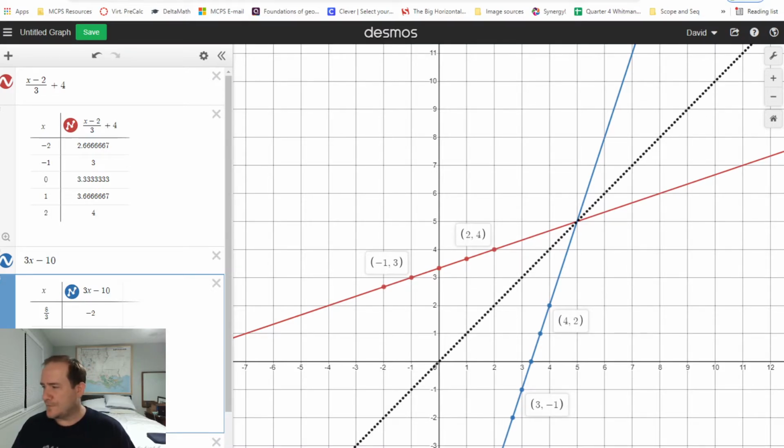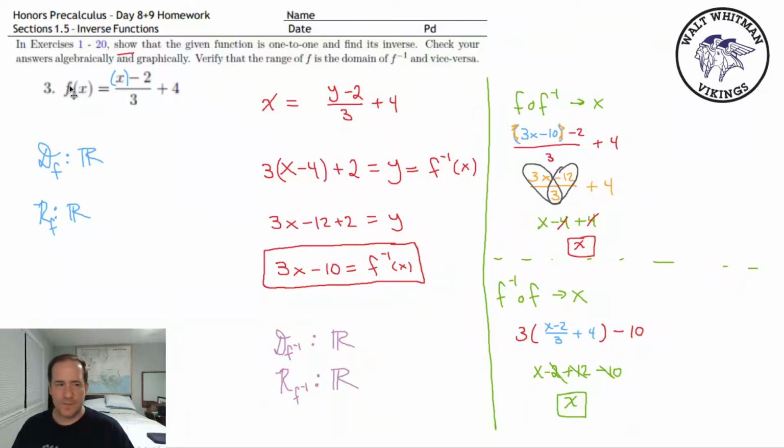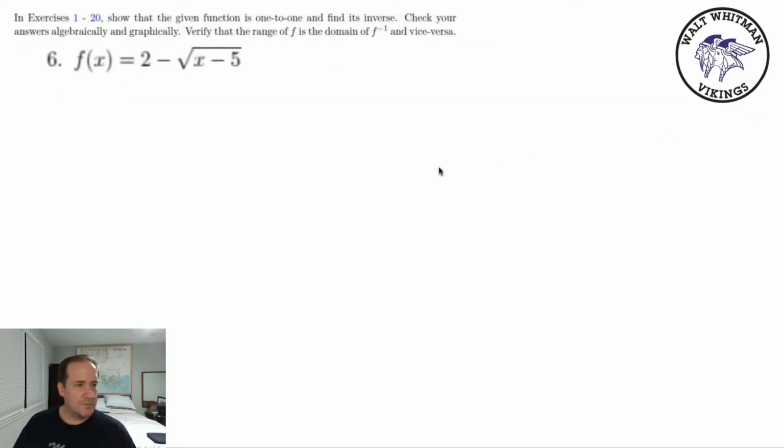All right, let's go back. I think I'm done with number 3 and I'm happy with it. That was a very thorough treatment of this problem, and hopefully talking very in depth about an easy function means that when we get to the harder one, you'll understand it better. So let's do number 6 now. This is a radical function. Let's see how this goes.